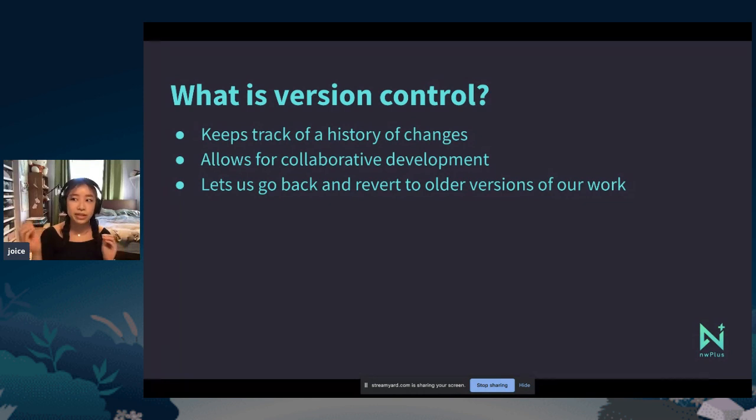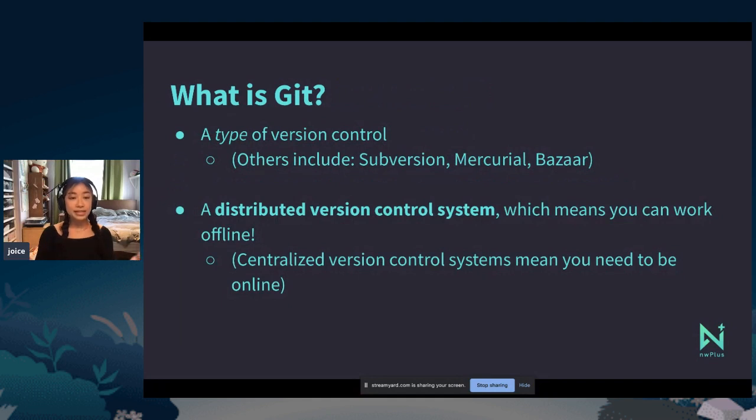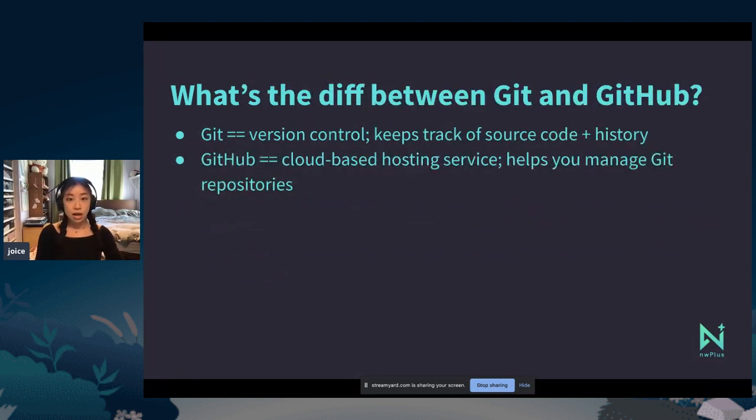If you think about something like Google Docs right now, that's sort of version control. So Git is a type of version control, and there are other types that you can use as well. It's a distributed version control system, which means that you can work offline. With something like Google Docs, to really use it to its full potential and work with other people, you need to be online. But for Git, you don't.